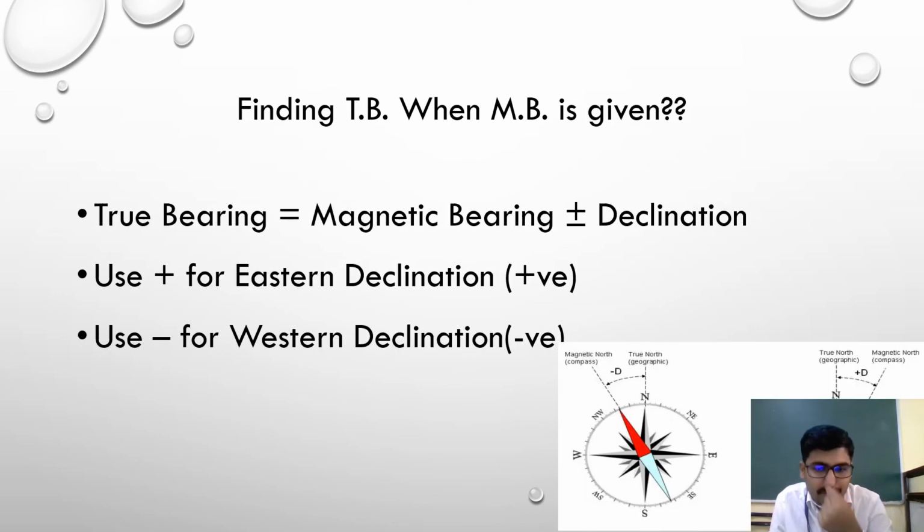Now if I have to find the true bearing when the magnetic bearing is given, as I have told you, there is a formula. True bearing is equal to magnetic bearing plus or minus declination. Use plus for eastern declination, use minus for western declination. As I have told you, you know how it is to be done. Clear?